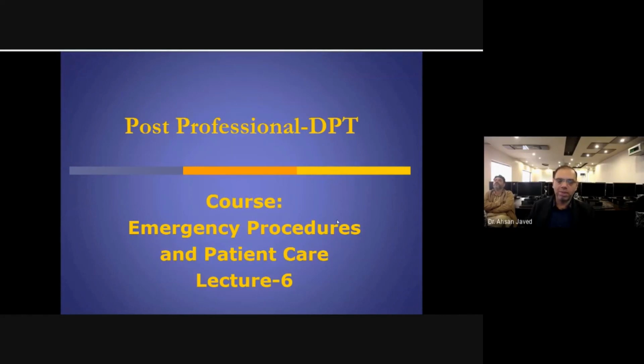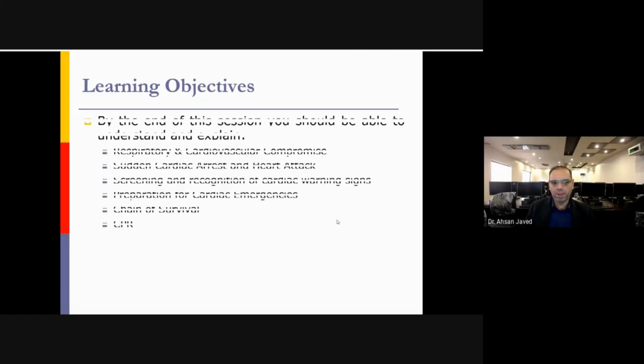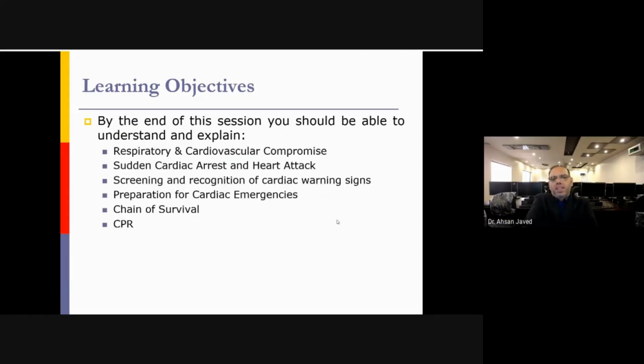We are starting this lecture online for the very first time. The course, as you all know, is emergency procedures and patient care. Today's learning objectives are to understand respiratory and cardiovascular compromise, why it occurs, and what its correlation is in terms of emergency.